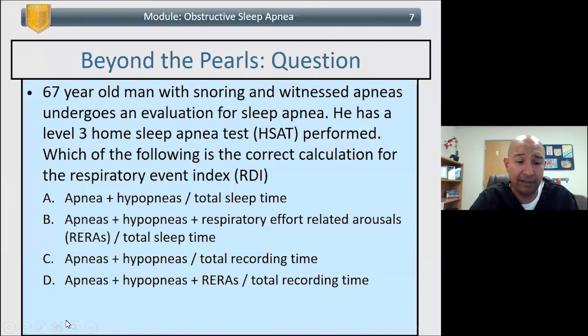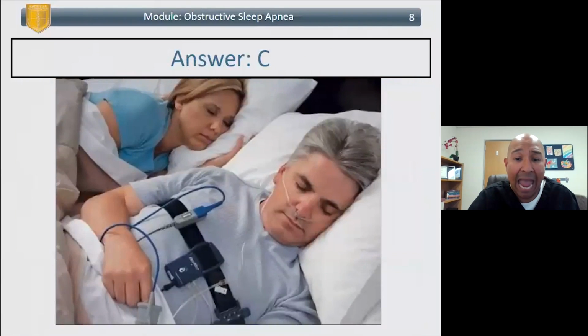So which one seems right? Is it going to be C, apneas, hypopneas, or D, apneas, hypopneas, and RERAs? And I told you, in a home sleep study you can't score RERAs. So the correct answer here has to be C, as in cat. C as in cat. All right.